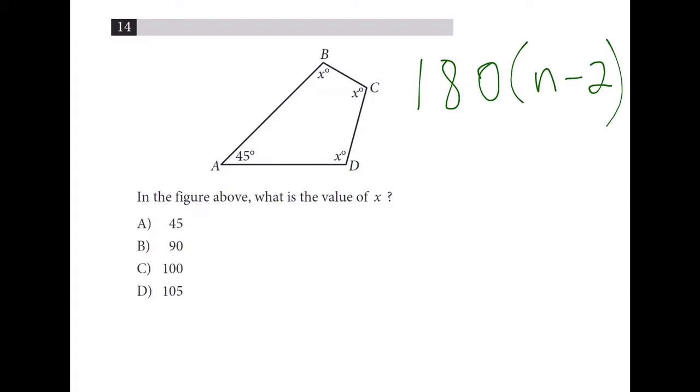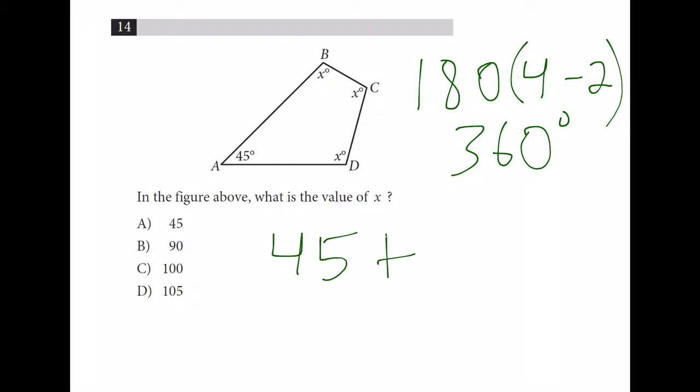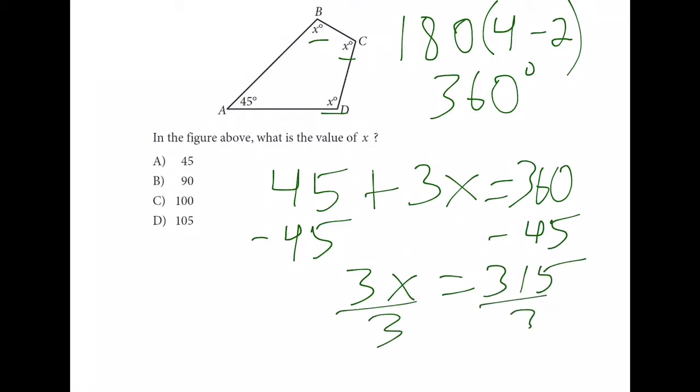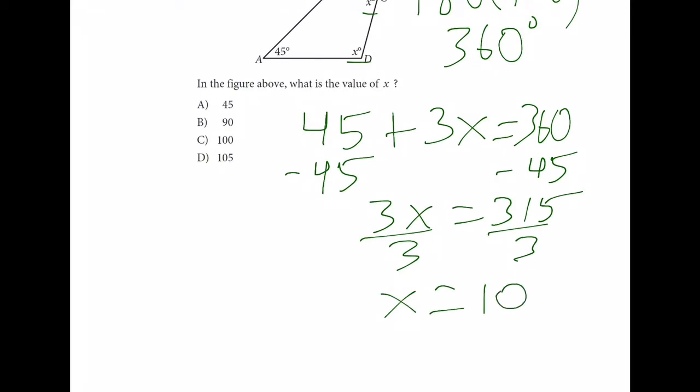The interior sum of the angles for any polygon can be found with the formula 180 times n minus 2. Given that this is a four-sided figure, we can plug a 4 in there, and 4 minus 2 is 2, times 180 is 360. That's the sum of the interior angles. So 45 plus 3 times x, because x shows up 1, 2, 3 times, is equal to 360. I subtract 45 from both sides, I get 3x is equal to 315. When I divide by 3, I get x is equal to 105. D.